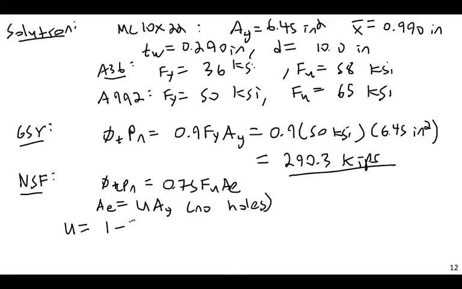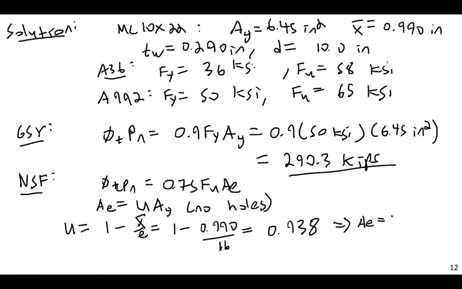U is going to be equal to 1 minus x bar over L, which is equal to 1 minus 0.990 divided by 16, which is equal to 0.938. Which then means that the effective area equals 0.938 times the gross area of 6.45, and the effective area then is going to be 6.051 inches squared.